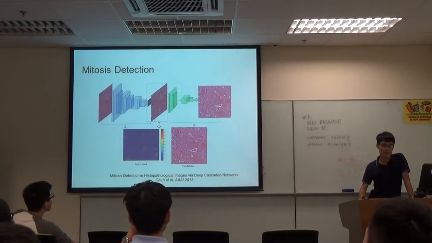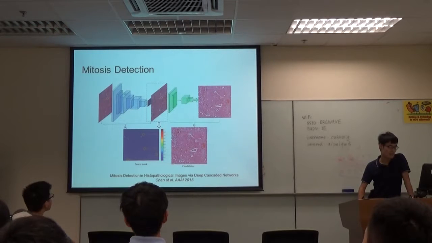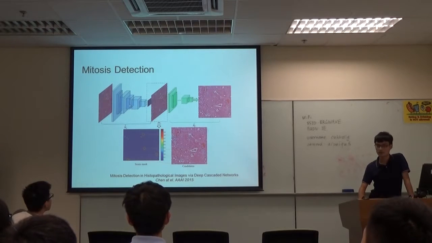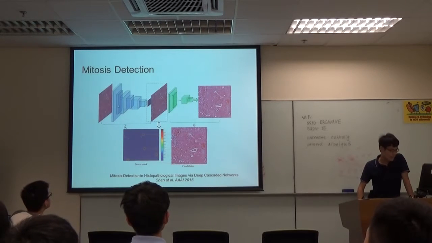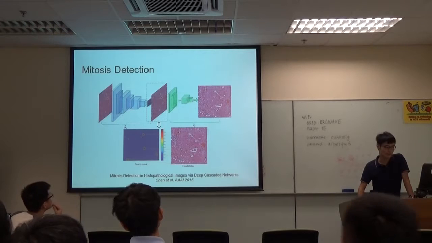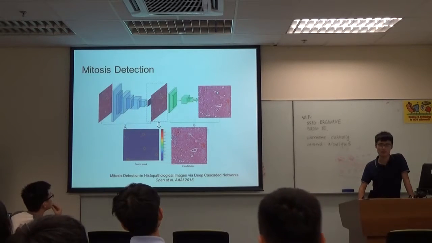Because this image is very large, we use two networks to locate this. First, we use a sparse network to get the locations of candidates. That means these are candidates, but they may not be mitosis. Then we use another network to decide whether each is mitosis or non-mitosis.